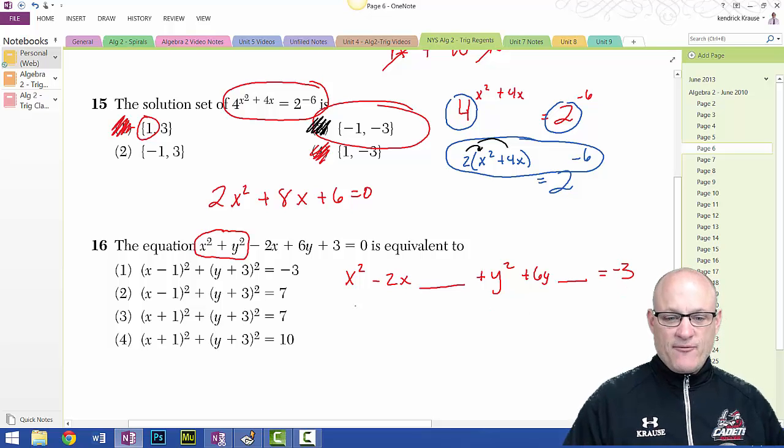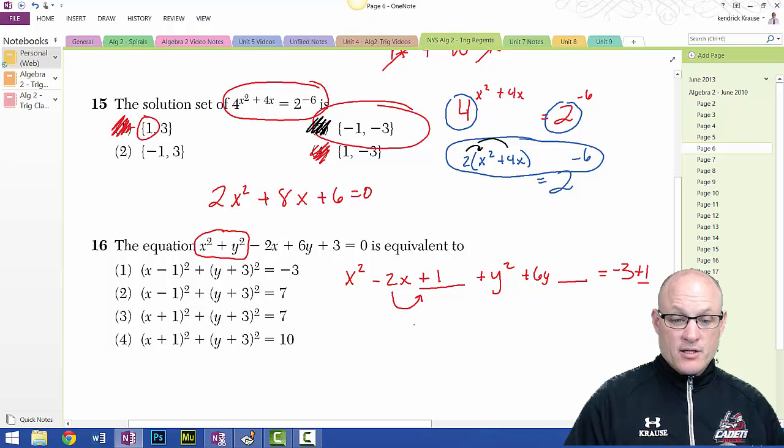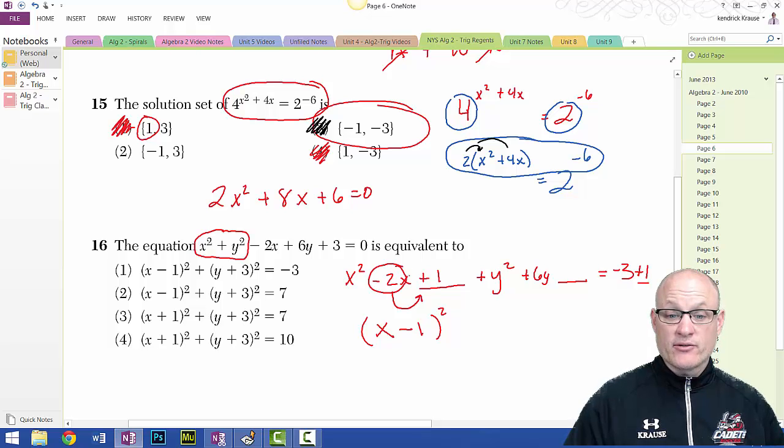So, if you remember completing the square, you take half of this and square it. Well, half of negative 2 is negative 1. Negative 1 squared is positive 1. Well, if I add plus 1 there, I got to come over here and add plus 1. And if you remember correctly, this parentheses will be x minus 1 squared. It's whatever half of this is goes in here. X minus 1 squared.